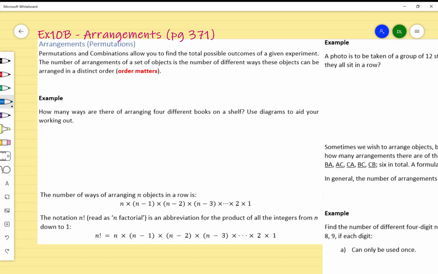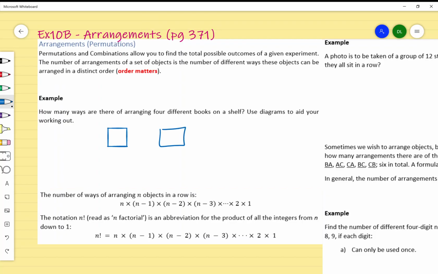So in the first example, we've got a question that asks, how many ways are there of arranging 4 different books on a shelf? Use your diagram to aid your working out. Now, this is, like I said, more of a thinking exercise, isn't it? If you were to imagine how many different ways you can arrange 4 books, it's pretty straightforward.